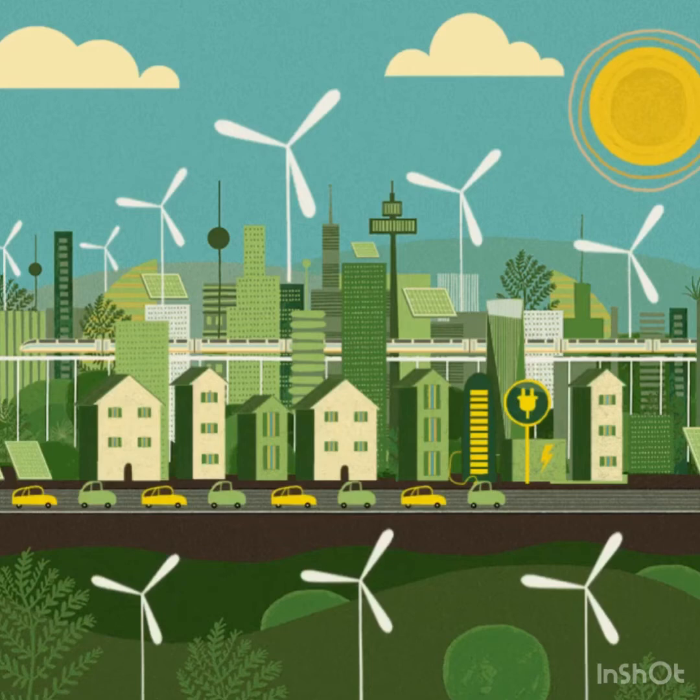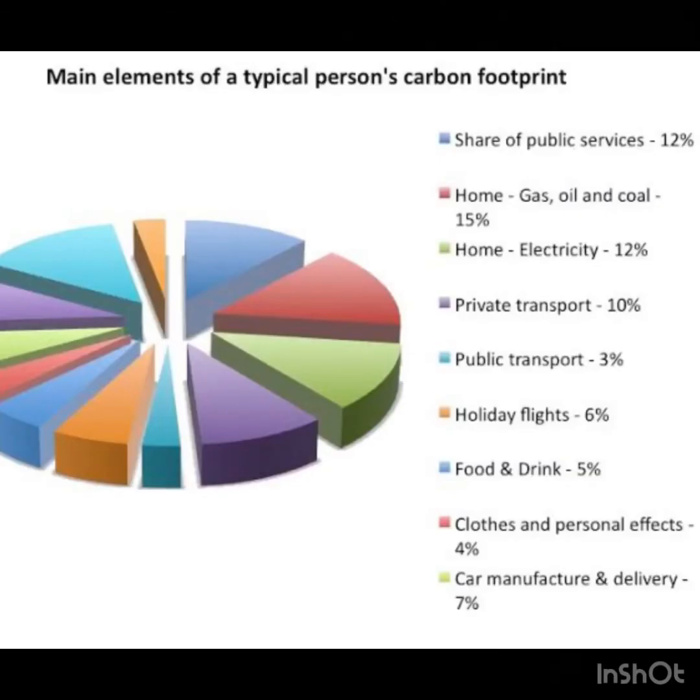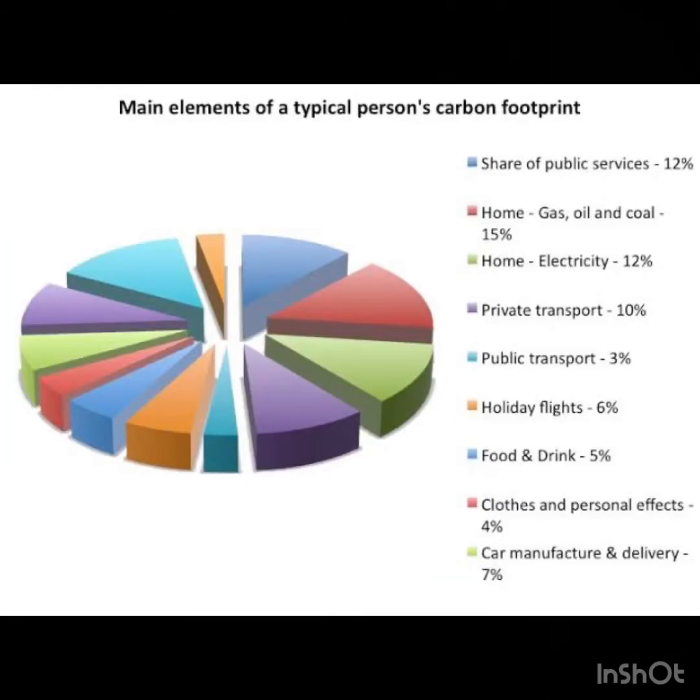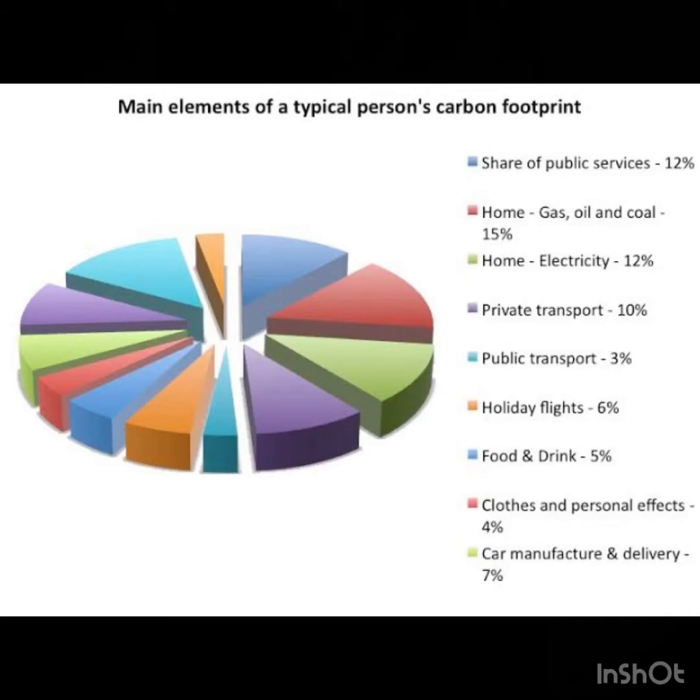A carbon footprint is composed of two parts, a primary and secondary footprint. Primary footprint is the sum of direct emissions of greenhouse gases from the burning of fossil fuels for energy consumption and transportation. Secondary footprint is the sum of indirect emissions of greenhouse gases during the life cycle of products used by an individual or organization.